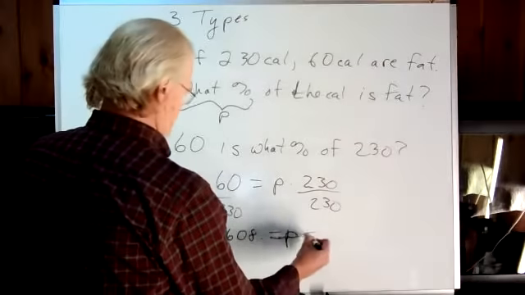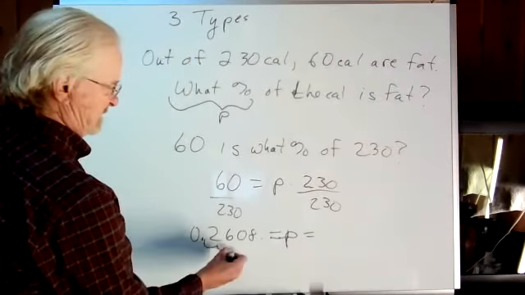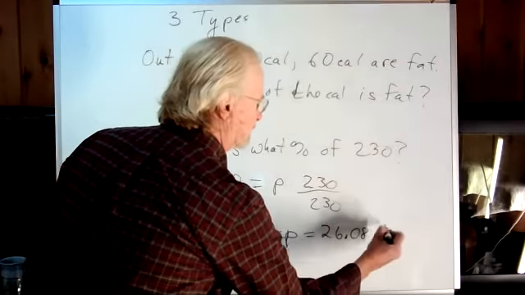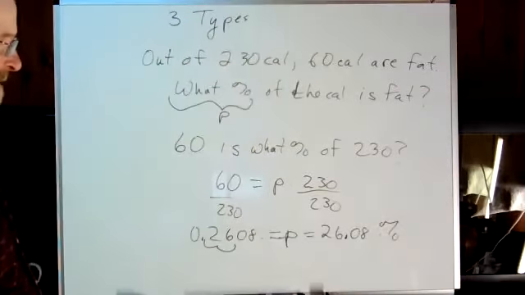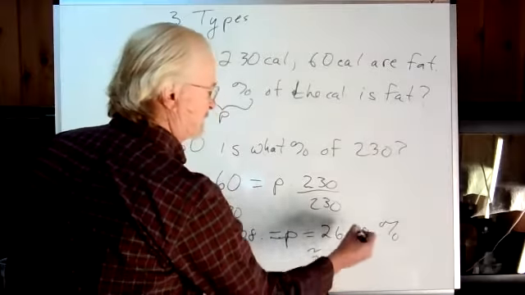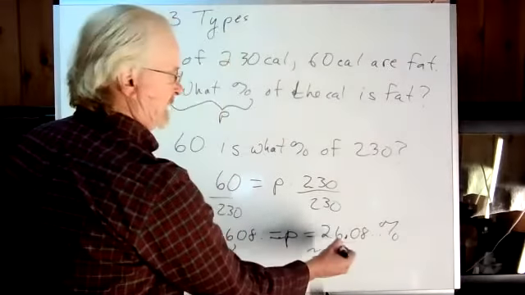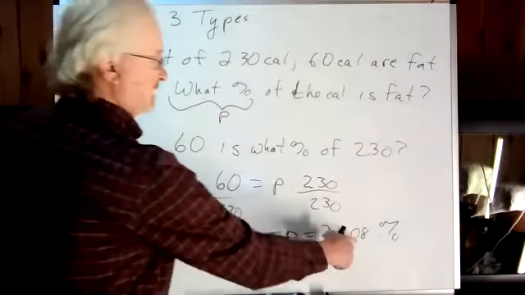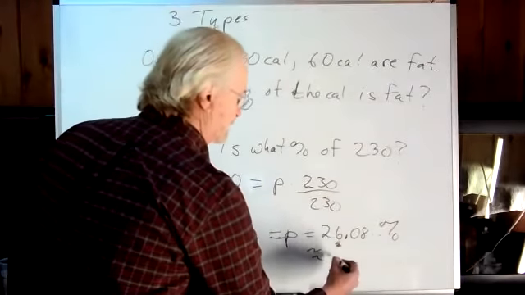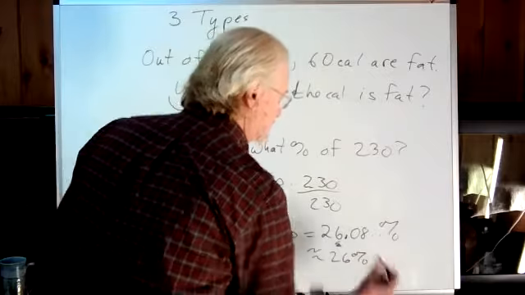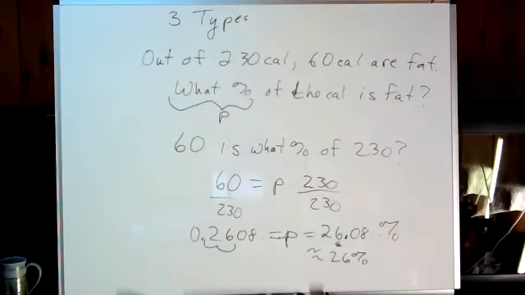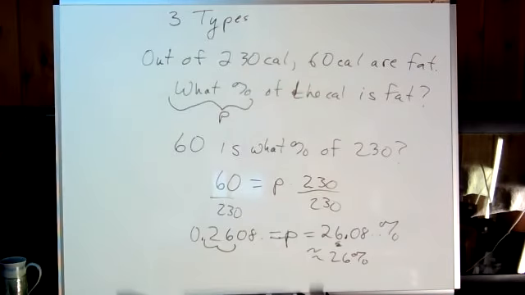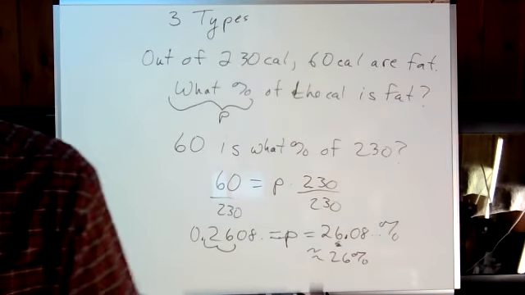So that's moving over 2 places, right? 26.08%. And if I'm rounding to a whole percent, I just look at the 0, which means I'm going to drop it and say approximately 26%. All right, 26% fat in that product, whatever it was.